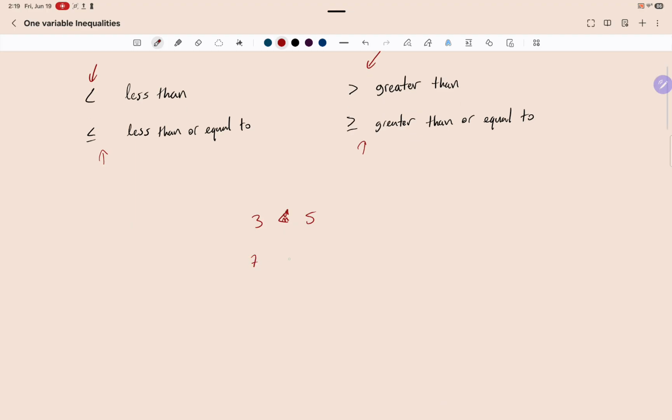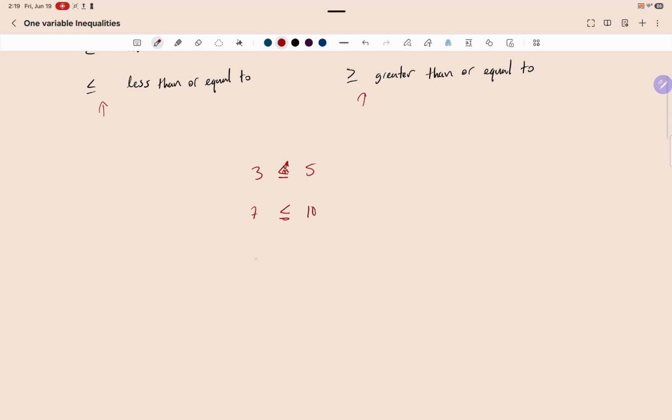Whereas for 7, comma 10, what direction does the monster want to face? The Pac-Man wants to face towards the 10. And in this case, I could also make it less than or equal to. I could do this for both, and I will mention why briefly. Finally, let's say 3 blank -2. So what's bigger, the 3 or the -2? In this case, 3 is the bigger number. So the symbol, the Pac-Man, wants to eat the 3. So the mouth is going to be facing the 3.